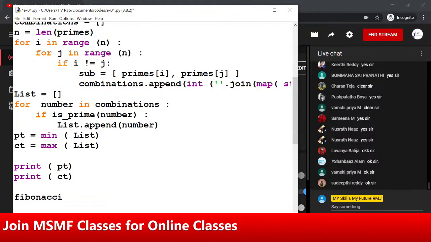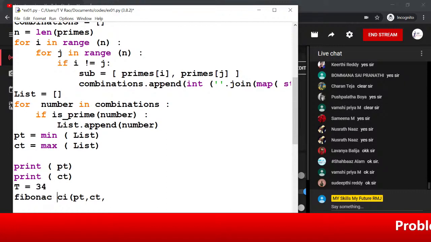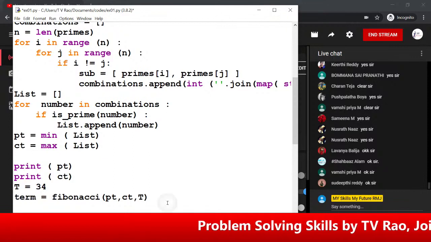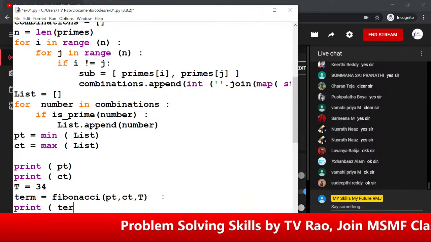So let us write a function Fibonacci. Pass the first term, second term, and the number of terms you want. How many terms you want? Say T. You want 34 terms. So Fibonacci, previous term, current term, and number of terms. This is the term you are looking for, and you print this term. Is this clear?